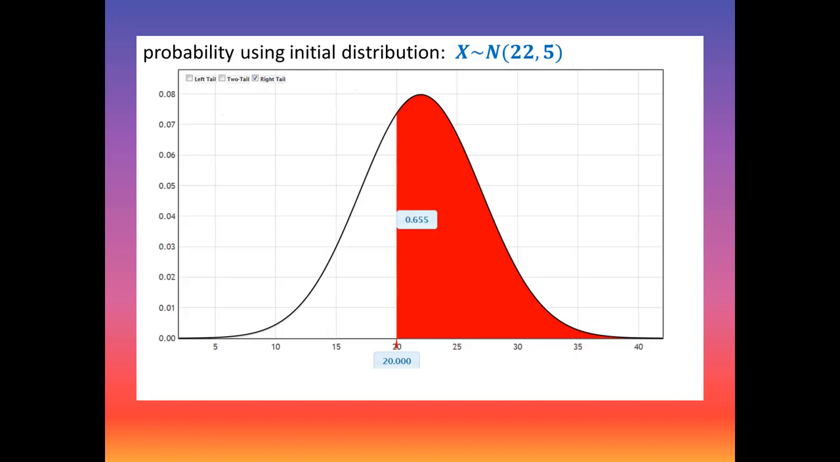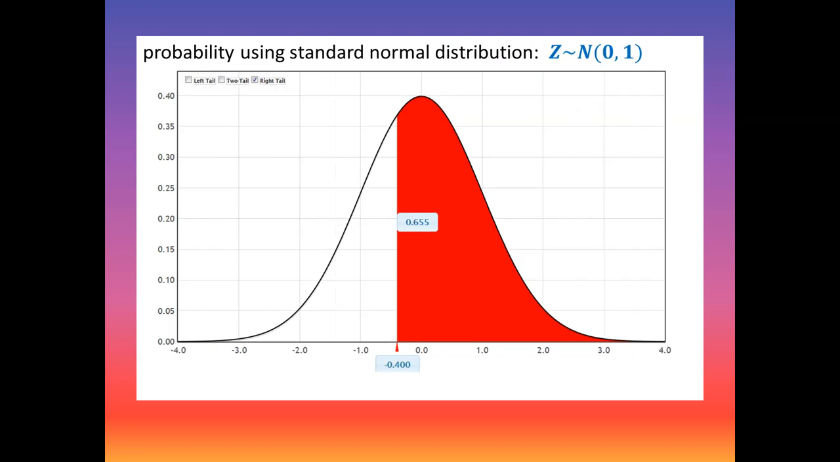This is what you get without the transformation. This is from StatKey with the mean specified as 22 and the standard deviation specified as 5, and then the cutoff would be 20. Then this picture is when the transformation's been done. So instead of a normal distribution with a mean of 22 and a standard deviation of 5, this is a standard normal, but now the cutoff is what you get when you standardize 20, which was negative 0.4. You get the same answer.